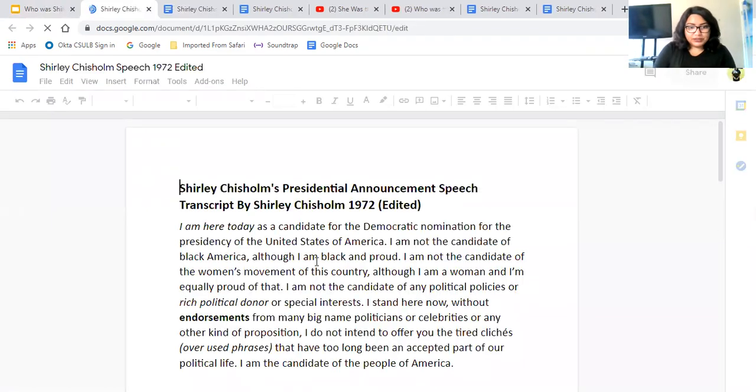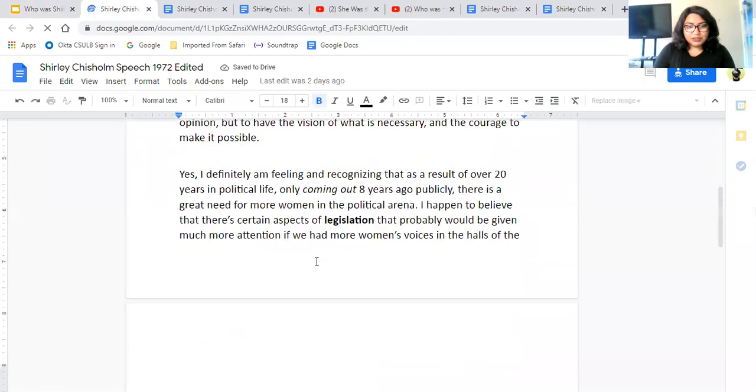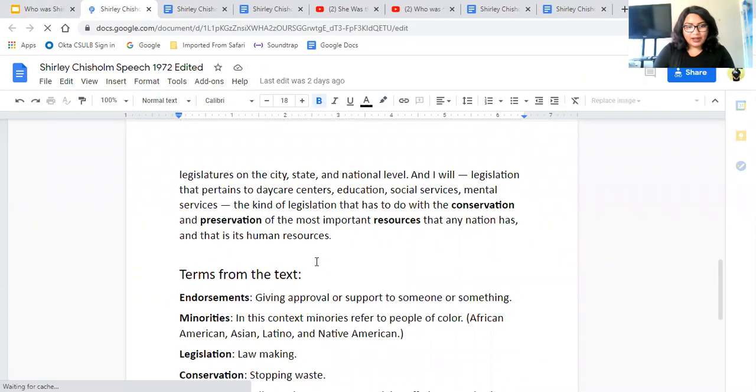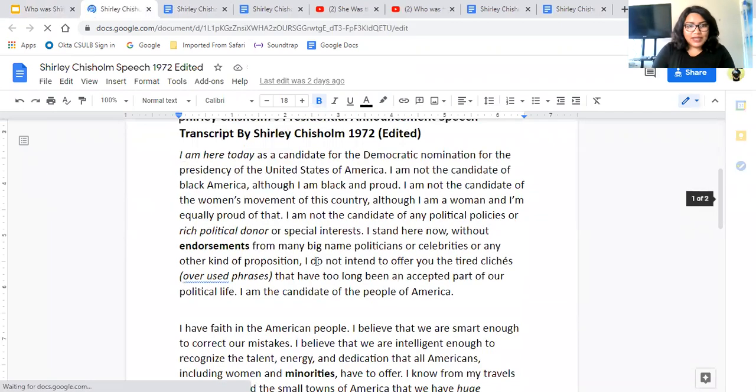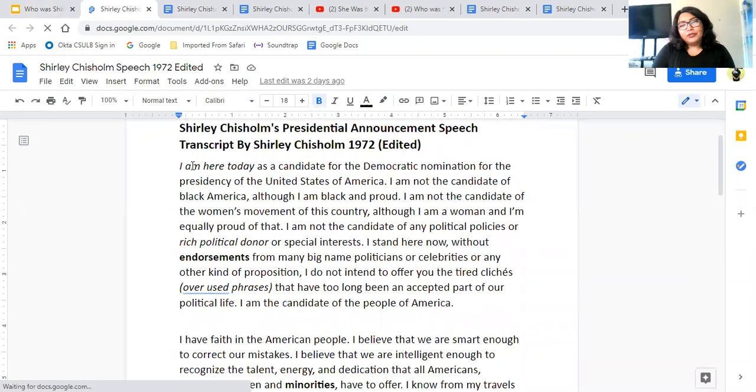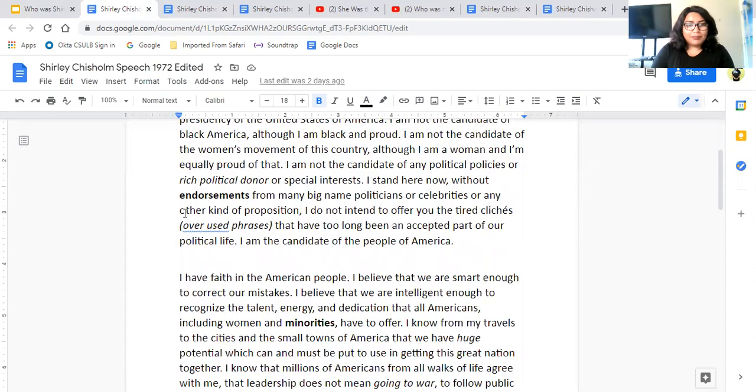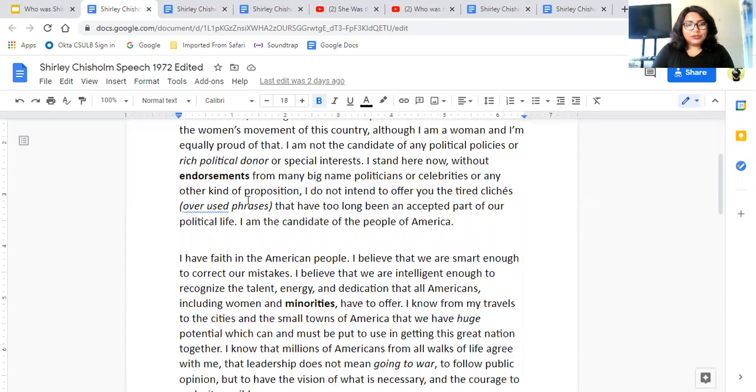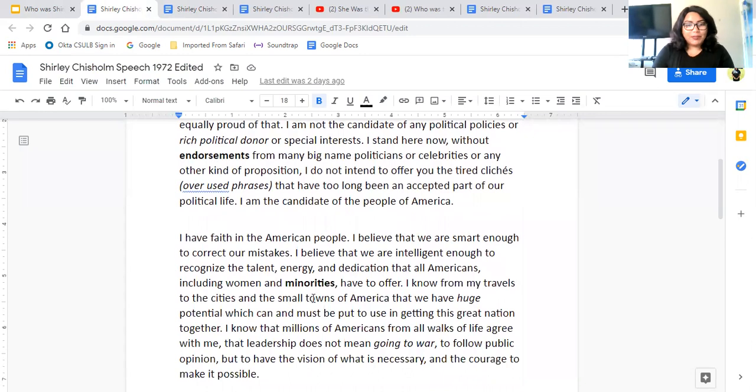As you can see here, the other one was 3 pages. This is about a page and a half or so. And in italics, I put the words that I changed. For example, for fat cats, I put rich political donor. And then I bolded some of the words that students might have a hard time with, like endorsement, minorities.